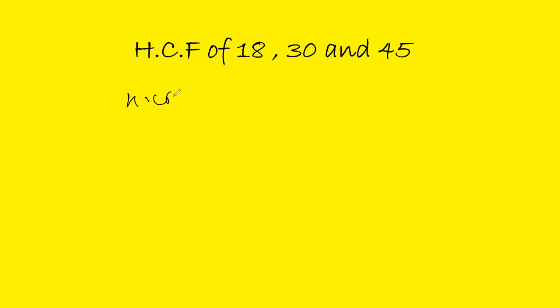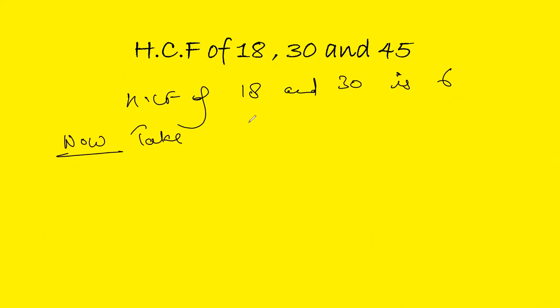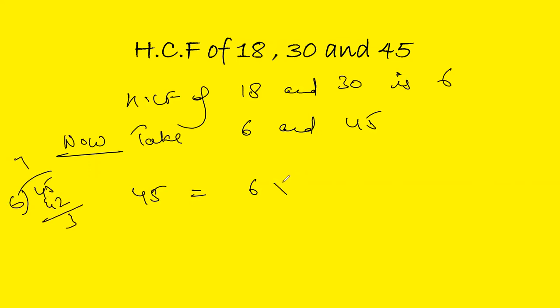So let's move, everyone. Now HCF of 18 and 30 is 6. Now take 6 and 45. So 45, the bigger number, is the dividend and the divisor is the smaller number. When you divide 45 by 6, 6 7s are 42 and the remainder is 3. So the quotient is 7 and the remainder is 3.